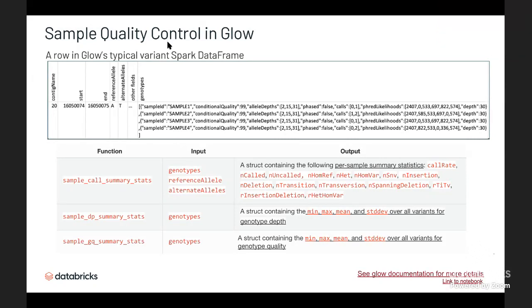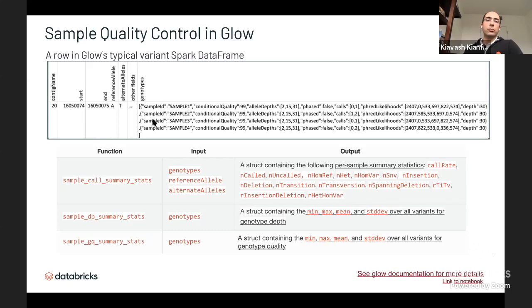Sample quality control is applied across all variants for a single sample. So these functions work on sample 1, for example, across all variants and give you statistics for them. And then the same thing on sample 2, sample 3, sample 4, and so on and so forth. There are example notebooks for this on the GLOW documentation website, which you can refer to, and they are similar to what Amir showed you a few minutes ago.